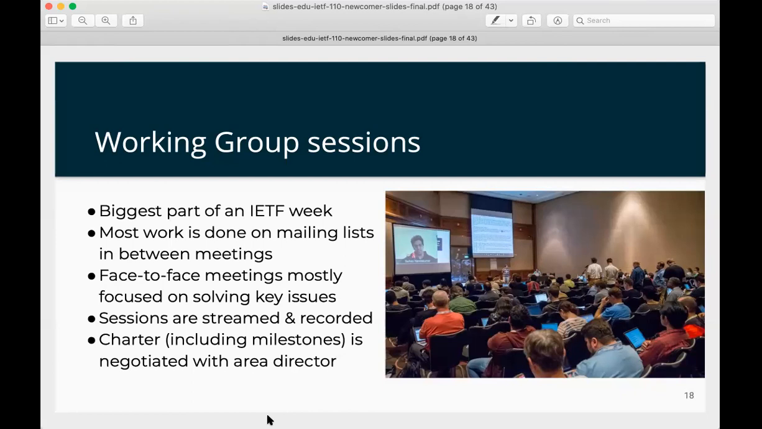So if it's a working group that's been working for quite a while, for example, the TLS working group published TLS 3.0 a while back, you're not going to walk in and get a presentation on what TLS is about. What you're going to get is a discussion about some specific options or some specific flags or some specific aspect that's currently being worked on. There's a charter, including milestones, up on Data Tracker, and all sessions are streamed and recorded.